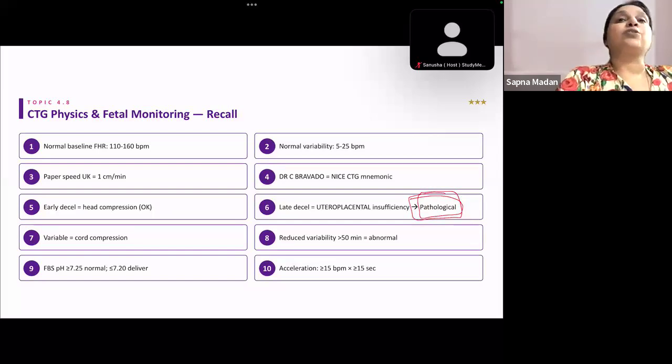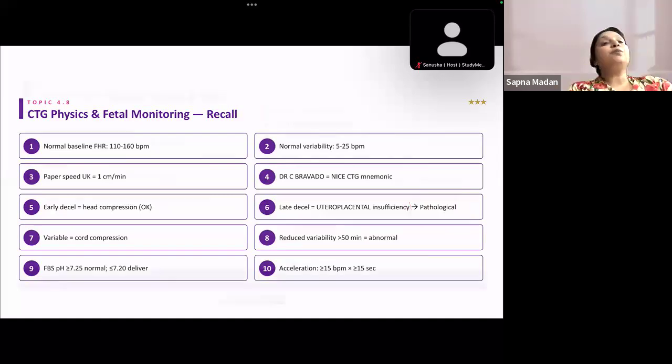baseline, or if there is an overshoot coming to the baseline, or there is a trough or a plateau at the base if it has come down. So that is a concerning feature. Reduced variability for more than 50 minutes is considered abnormal. Fetal blood sampling pH more than 7.25 is normal. Less than or equal to 7.20, you have to expedite birth. And acceleration is a rise in the fetal heart rate of more than or equal to 15 beats per minute, lasting more than or equal to 15 seconds.